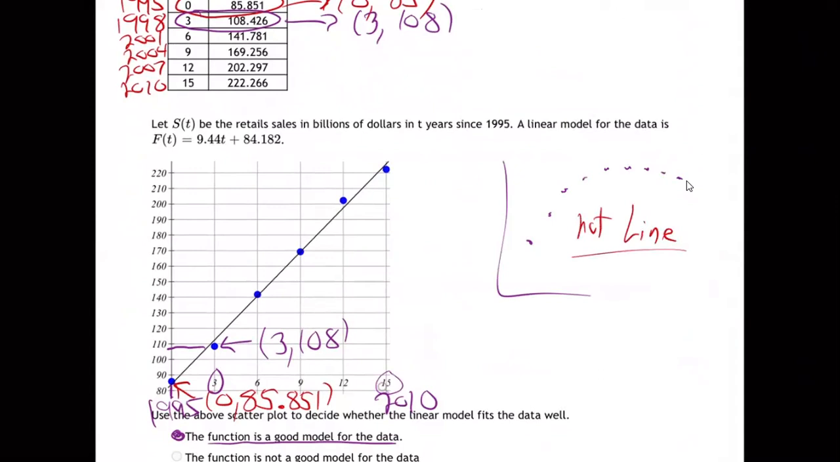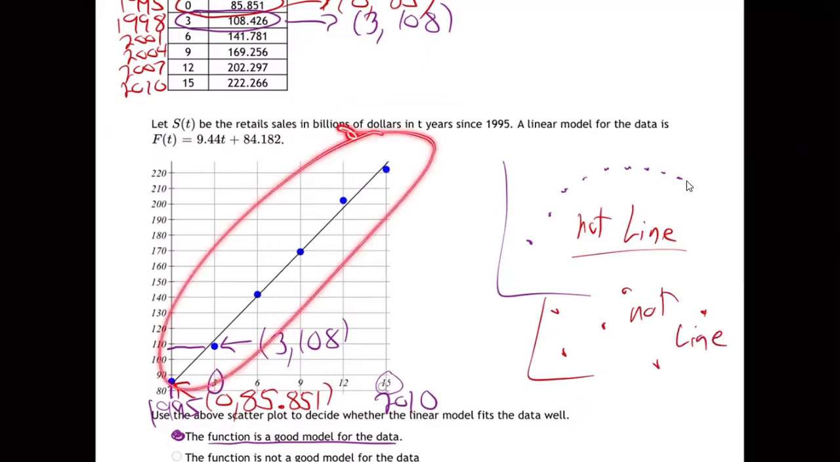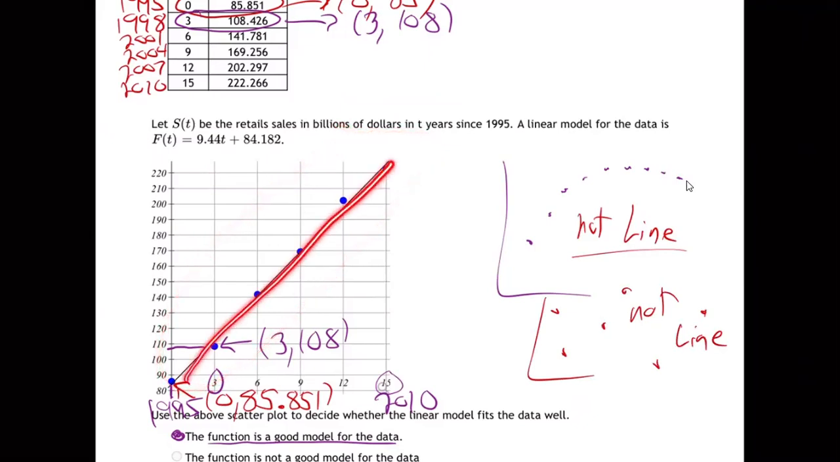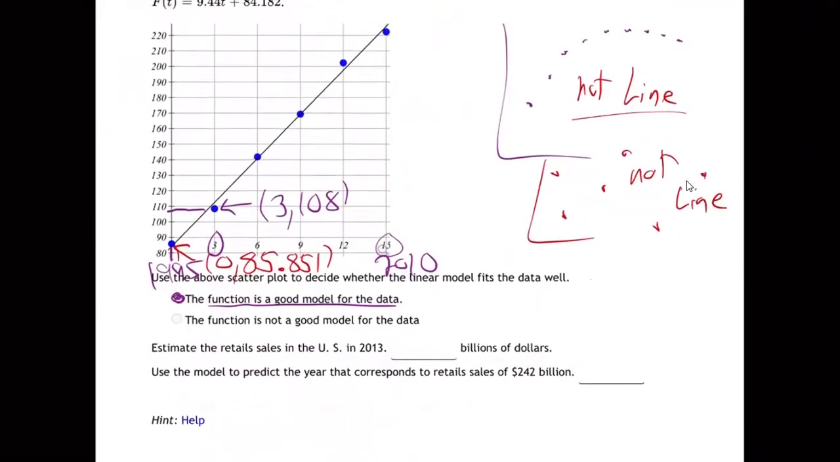So sometimes you get dots when you do a scatter plot that do not fit a line. Or you'll just get dots that are just crazy random everywhere. It's also not a line. Sometimes you get dots that don't line up at all. But these dots, they totally line up, don't they? It looks like straight linear growth for drug sales.